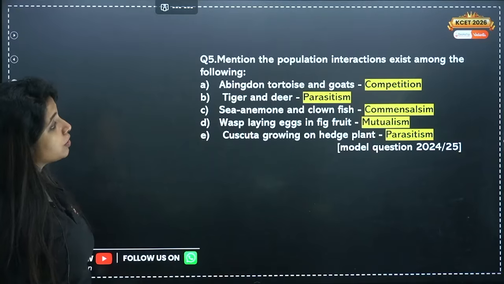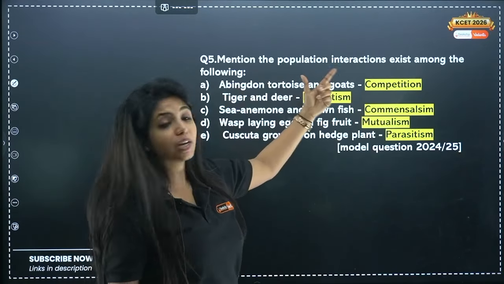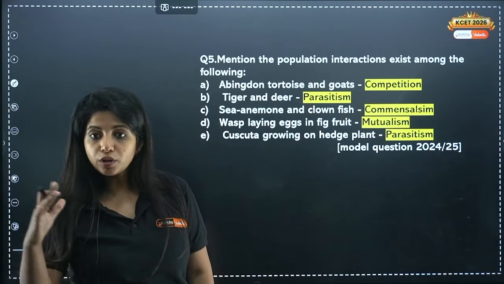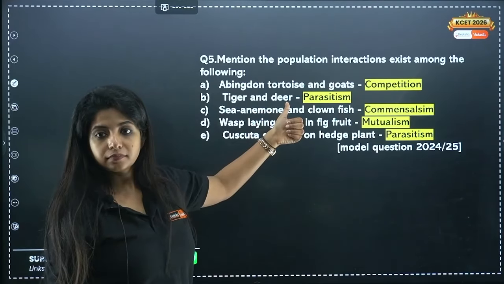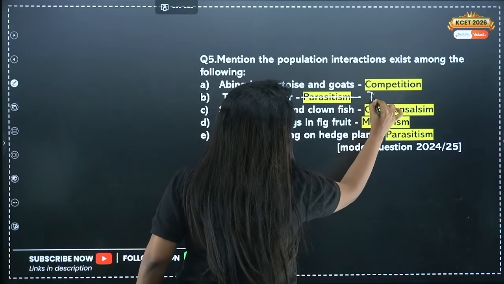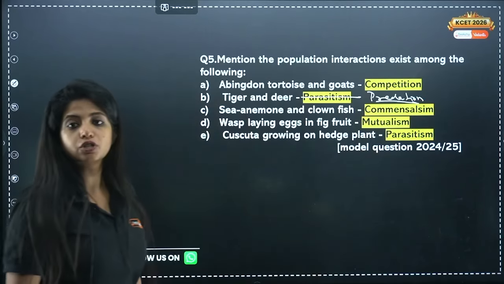Now, mention the population interaction that exists among the following. I have already written it, but you should know. Abingdon tortoise and goats, competition. I told you goats compete the Abingdon tortoise out. Tiger and deer. Tiger and deer is not parasitism. Here it is written as parasitism, but it is predation. Tiger predates on the deer, which is the prey.